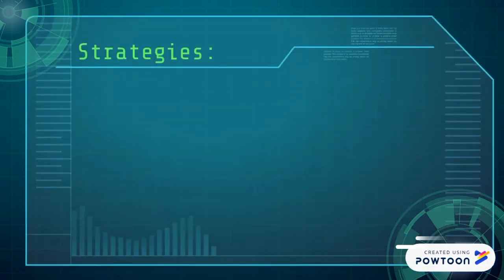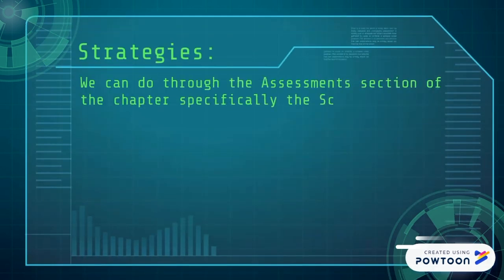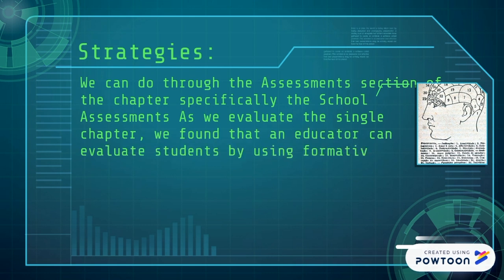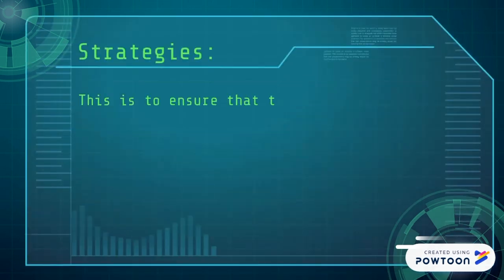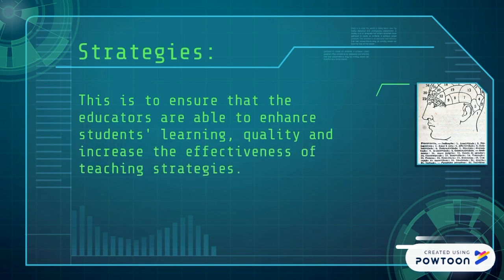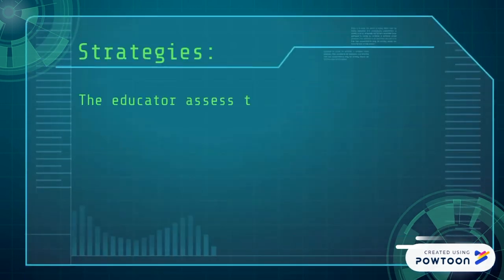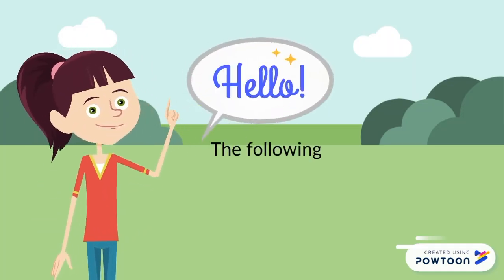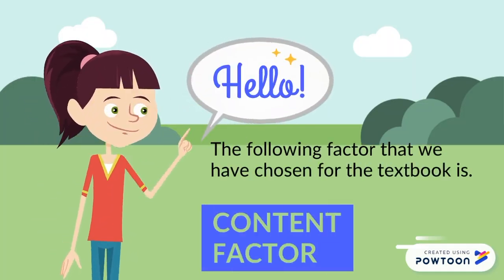For the strategies, we can do it through the assessment section of the chapter, specifically the school assessments. As we evaluate the single chapter, we found that an educator can evaluate students by using formative assessment. This is to ensure that the educator is able to enhance student learning quality and increase the effectiveness of teaching strategies. The educator assesses the students to see if they achieve the objectives using observations, projects, and exercises that are available in the chapter. The following factor that we have chosen for the textbook evaluation is the content factor.